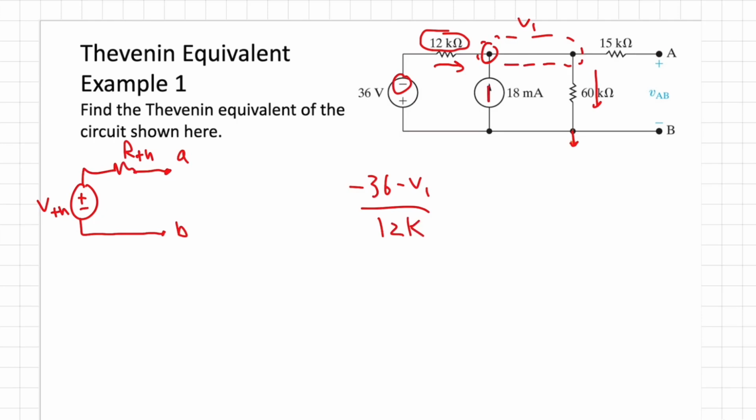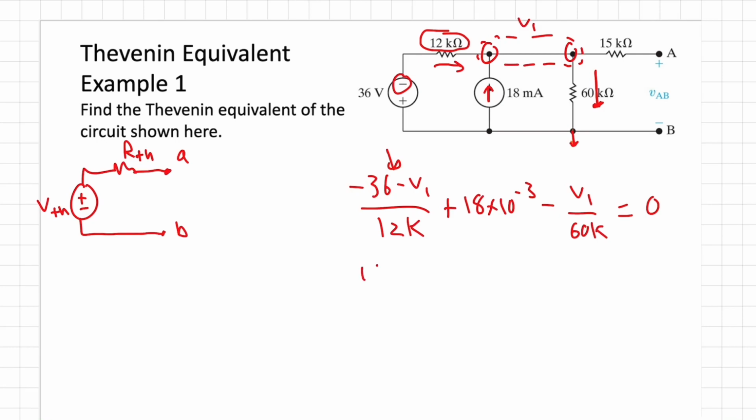And then we have some current going into the node, and that's just a straight 18 milliamps. So plus 18 times 10 to the negative 3. And we have some current going out. So we have minus, and it's going from V1 to 0. So V1 minus 0 is V1. V1 over 60K, and this is equal to 0. And if we break up this fraction and have it be negative V1 minus 36, both of those over 12K, we can move all the V1 terms to the right, factor out V1, and solve for V1.